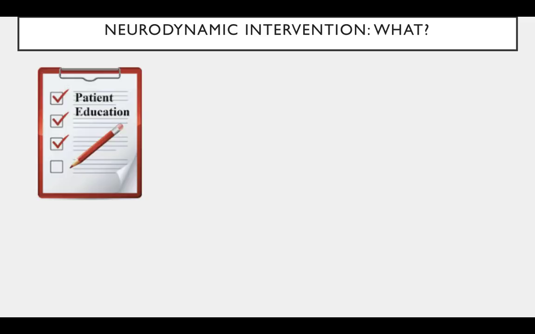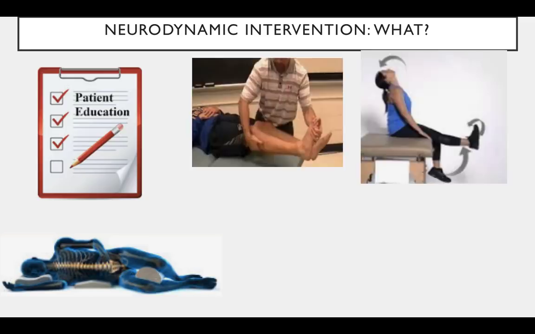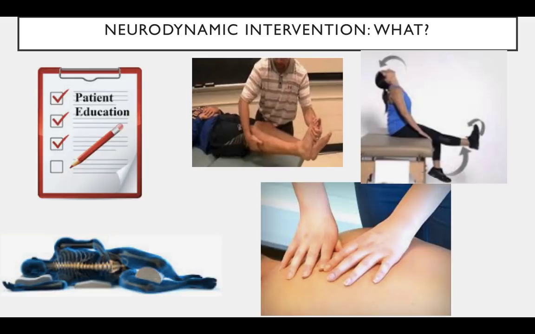What exactly is an NDT intervention? It is a mechanically based method of treatment addressing both neural and non-neural structures. It includes patient education, patient positioning for decompression of nerves, passive or active neural mobilization techniques, soft tissue techniques, and exercise. This method allows for a holistic treatment of dysfunction.